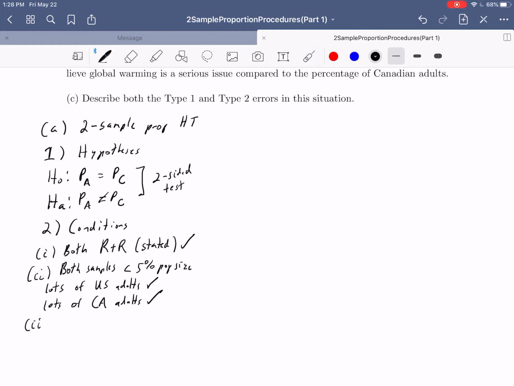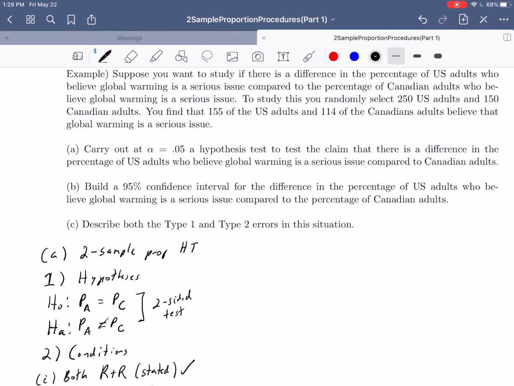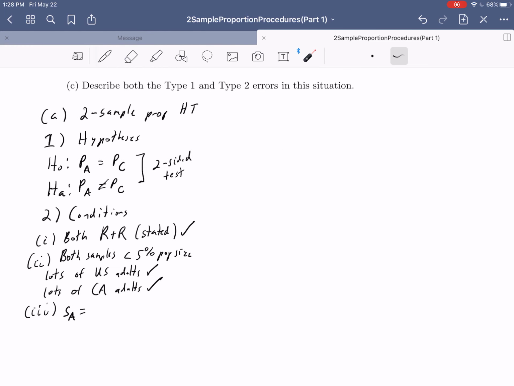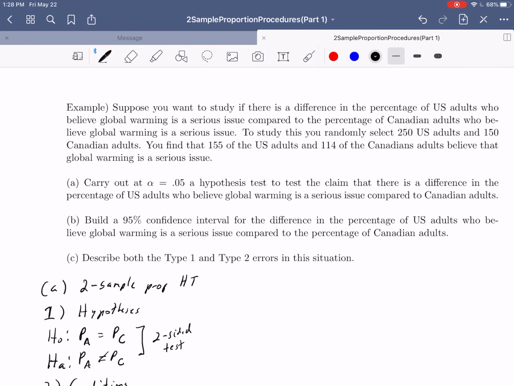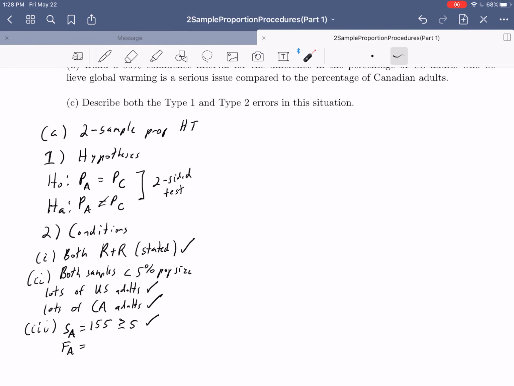And finally, for condition 3, we need to talk about the successes and failures. Let's talk about the successes for the American group. In the American group, 155 people said they thought global warming was a serious issue, so that's 155, which is greater than or equal to 5, check. What about the failures for the American group? Since 155 people said it was a serious issue and we talked to 250, we can do 250 minus 155 and realize that 95 people said it was not a serious issue. That is greater than or equal to 5, so we're all good there.